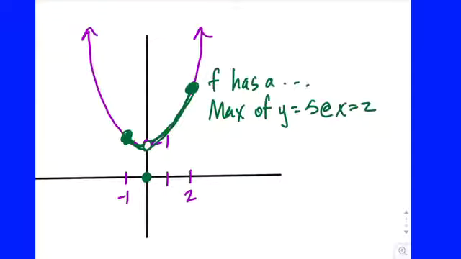Is there a y value on this closed interval such that there are no y values lower than it? Yeah, right there, 0. So we do have a minimum of y equals 0 at x equals 0.